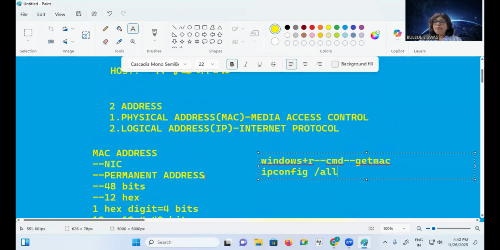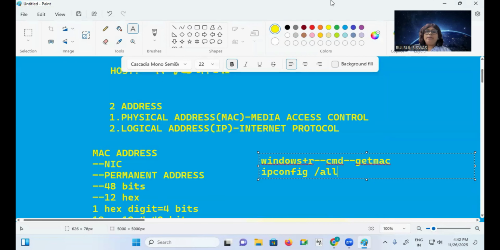It is of 48 bits and it is hard-coded on the NIC card at the time of manufacturing by the manufacturer. And which command are we using? The command is getmac.